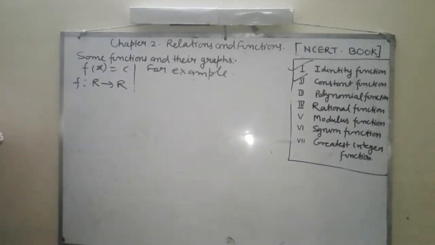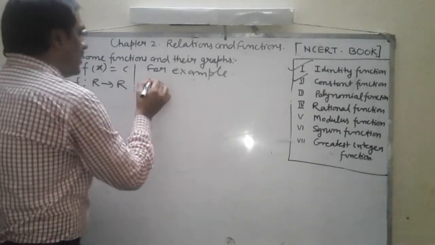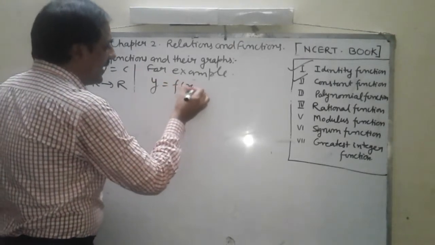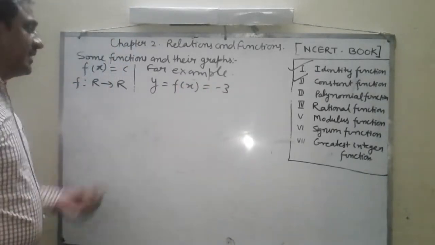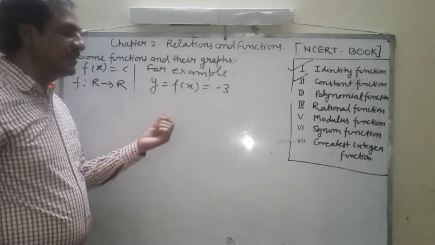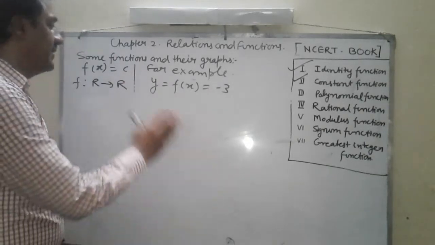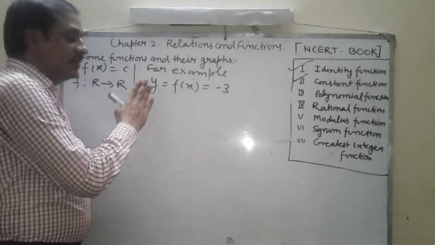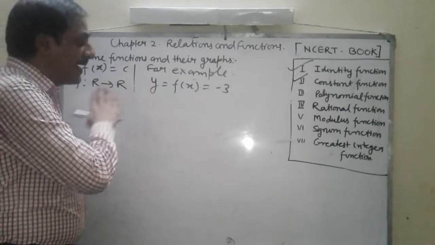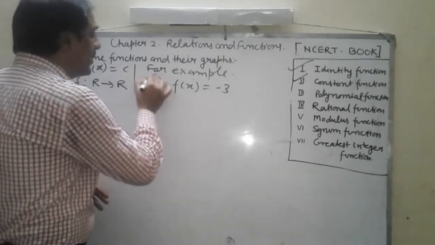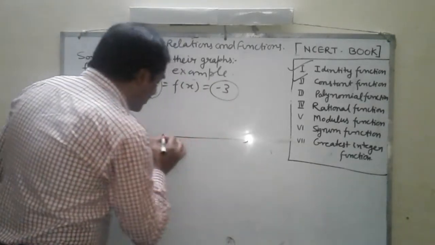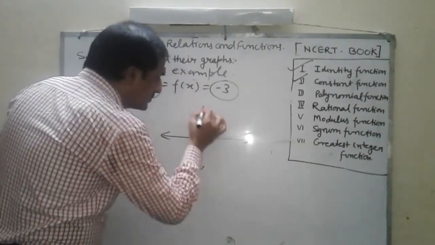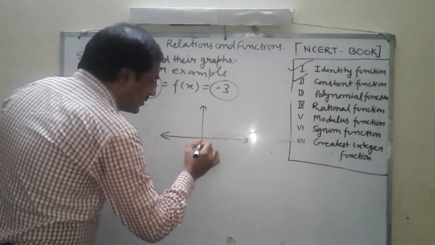For example, I am taking another example. y equals f of x equals -3. What should be the nature of this graph? The nature of this graph is always parallel to the x-axis. y equals -3. y equals -3. So we can draw the graph of this function.